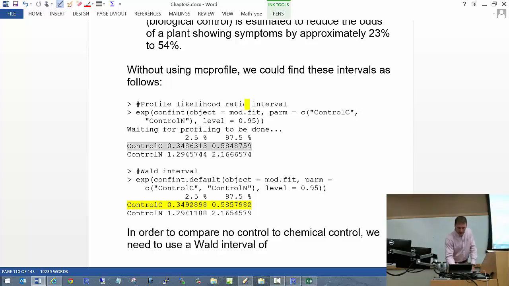So in this particular case, the object I'm passing in there is the results from my model fit. It sees that it has a class of glm. So the confint.glm function is the one that's actually running in this particular case. The problem with using this particular confint function is that, notice it's only going to find intervals for just beta 1 or beta 2 or beta 3. It's not going to find confidence intervals for linear combinations of the betas. That's why we need to use the mcprofile package.